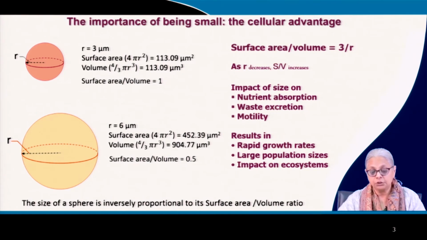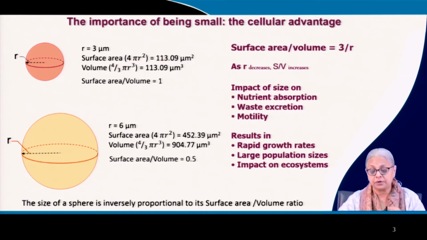So then we have nutrient absorption and waste excretion. We have already understood that part. What is the impact of this advantage? The first impact is, if the organism is small, it needs fewer nutrients. That is one thing. It has a greater surface area to volume ratio, and that means it is able to absorb a lot.